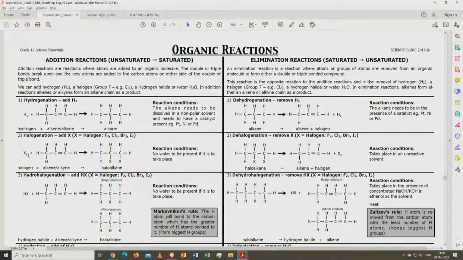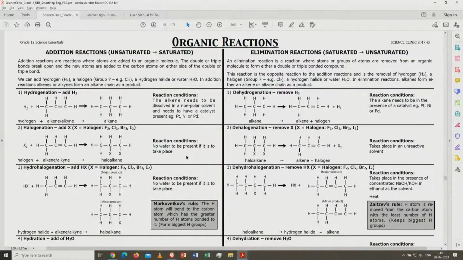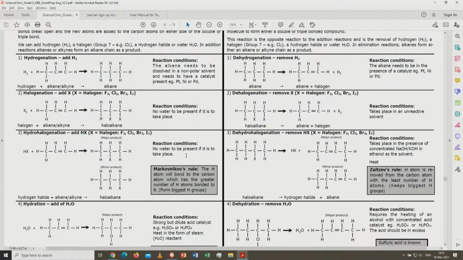Okay, let's look at halogenation, where I add an X, a chlorine, fluorine, a halogen. I add a halogen. In this case, I add to an alkene, and I get a haloalkane. Here is dehalogenation. I have a haloalkane, I take that away and form an alkene and a halogen gas. That can be chlorine, fluorine, bromine. The reaction condition is an unreactive solvent. In this case, no water is present. The reaction conditions are very important also. You must mention that also if they ask you about a reaction.